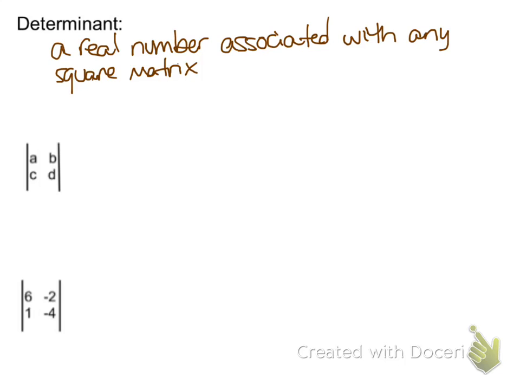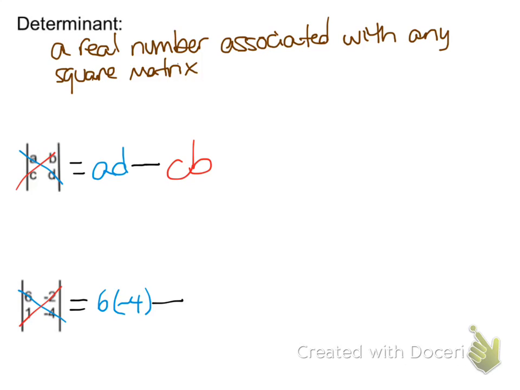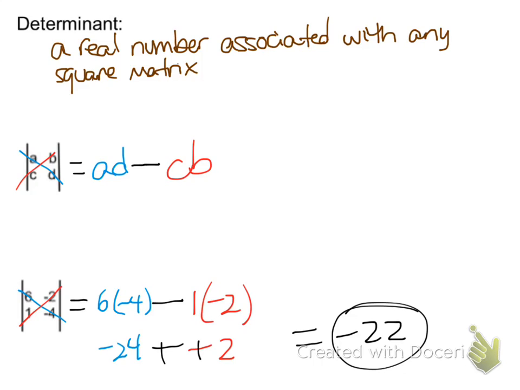And the way you find the value of a 2 by 2 determinant is you're going to multiply the down diagonal, so A times D, minus that up diagonal, C times B. So if we look at this first example, 6 times a negative 4 minus 1 times a negative 2. So when we multiply these out, we get negative 24 minus a negative 2. Changing the double negative to a positive, we get that the value of this determinant is negative 22.